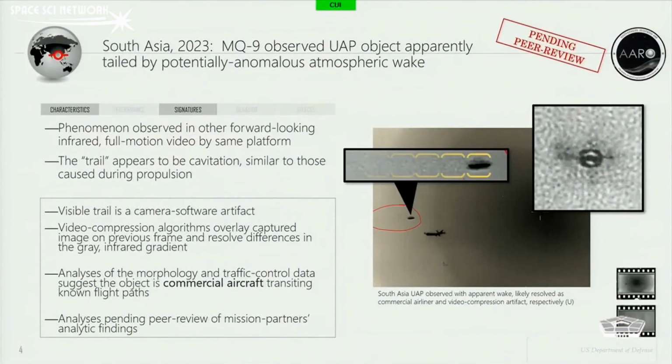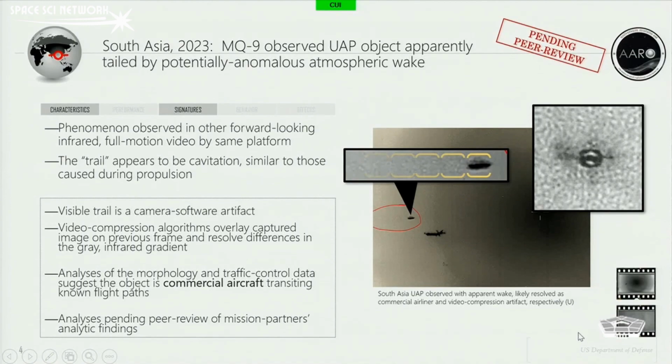Next slide. This particular event, South Asia MQ-9, looking at another MQ-9, and what's highlighted there in that red circle is an object that flies through the screen. Unlike the previous one, this one actually shows some really interesting things that everyone thought was truly anomalous to start with. First of all, it's a high-speed object that's flying in the field of regard of 2 MQ-9s.